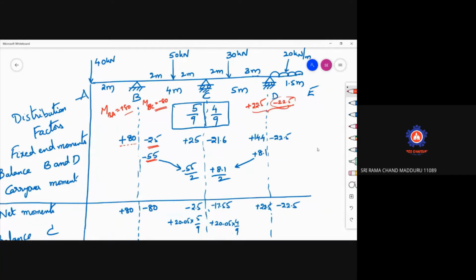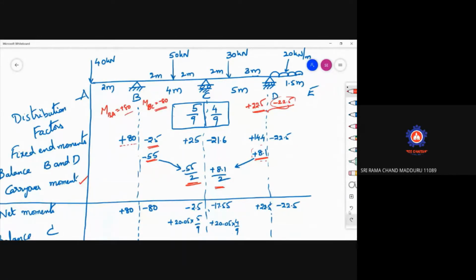Similarly, to make it plus 22.5 here, you add plus 8.5 here. When you are adding this, obviously a carryover moment will be there. This carryover moment goes to the far end, which is fixed or continuous. So for BC, the far end will be CB. Here the carryover moment is obtained, and it will be half of the balance moment. So this is plus 8.1 and this is plus 8.1 by 2.